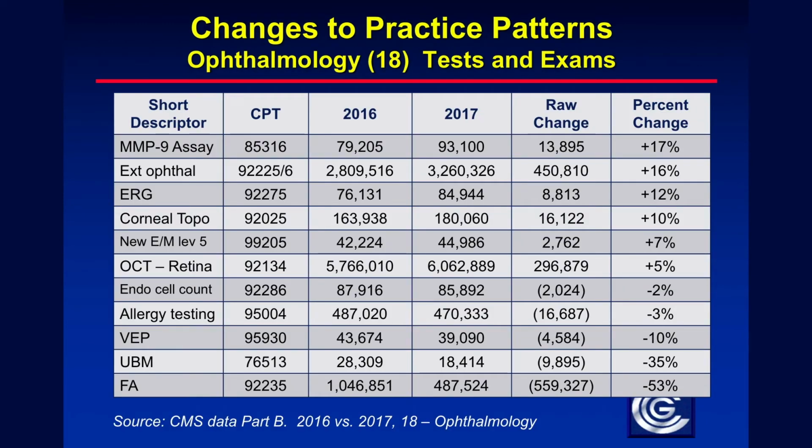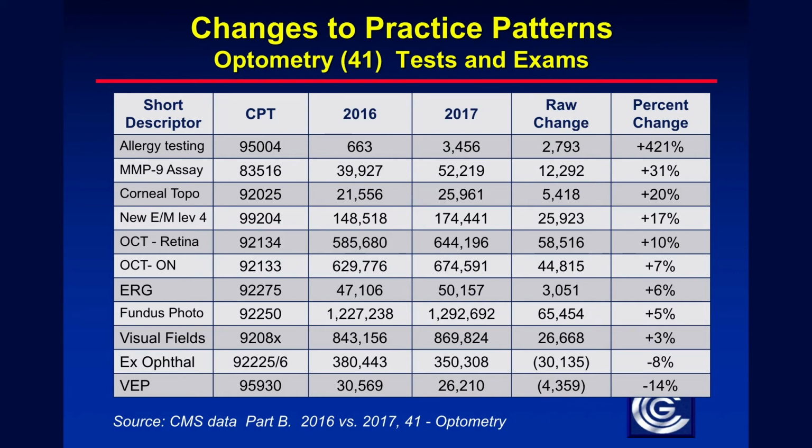This slide identifies the changes in utilization from 2016 to 2017 for certain ophthalmic tests and eye exams performed by ophthalmologists. MMP9 assay, extended ophthalmoscopy, and electroretinography increased significantly. Visual evoked potential, ultrasonic biomicroscopy, and fluorescein angiography decreased significantly. Recall that fluorescein angiography changed from a unilateral to a bilateral service on January 1st, 2017, so the large decrease is not surprising.